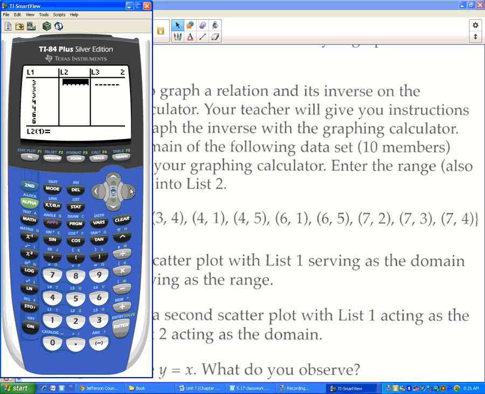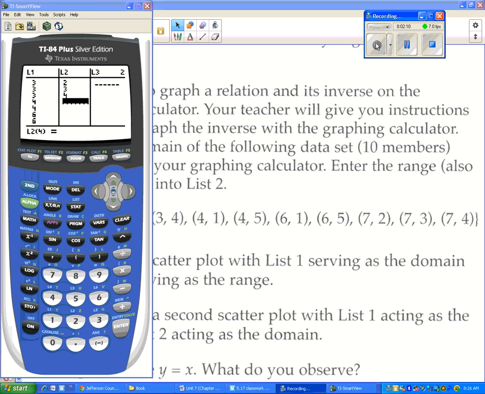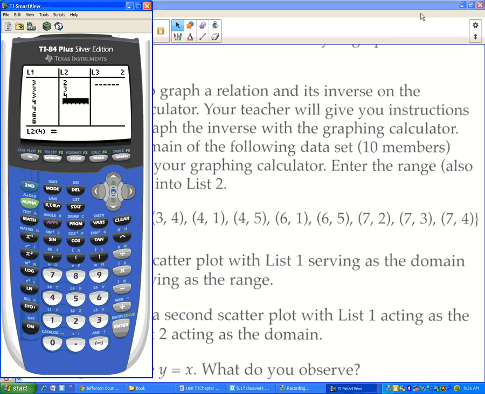My range, I want to enter these into L2. My range are the y's. So that's 2, 3, 4, 1, 5, 1, 5, 2, 3, 4. Make sure that all my numbers are correct and they're listed in there correctly.